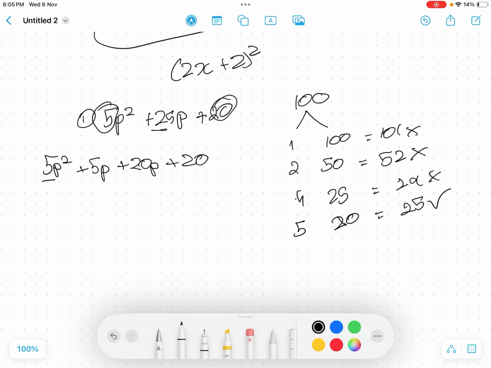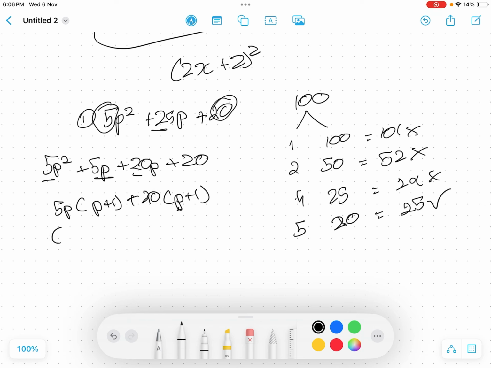Now if you take 5p common, you have 5p of p plus 1. Write p plus 1 again. Now find out what to multiply. So 20 into p plus 1 is equal to 20p plus 20. So you get it like that. So plus 20.